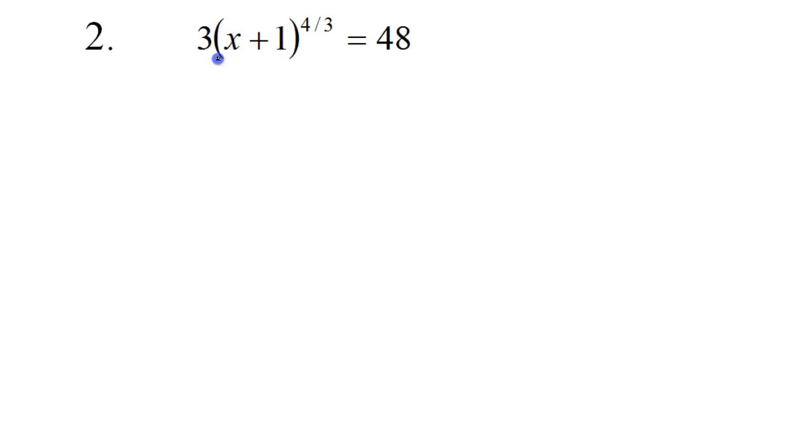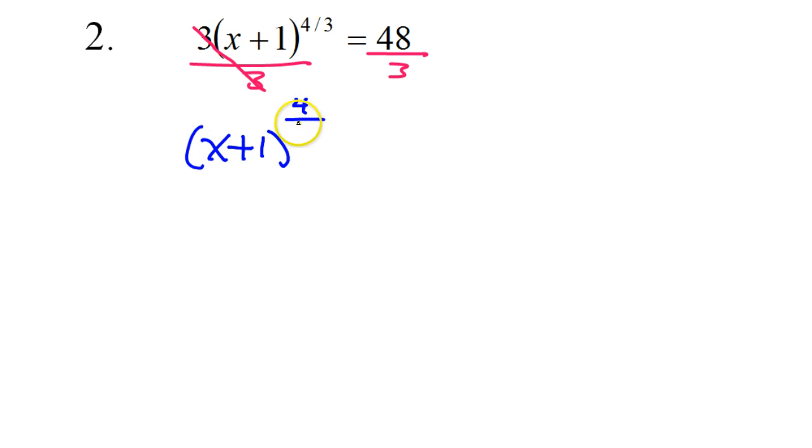On number 2, the big mistake here is to think that you can distribute. Oh no, you cannot distribute the 3. Why? Because there's an exponent, and when we're doing the order of operations, exponents come before multiplication. So unless you're prepared to do something with this exponent, you can't multiply. So instead, what you want to do is divide both sides of the equation by 3. So I'm going to divide by 3 on the left and the right. That way these 3's will cancel out. And so that's going to leave me with x plus 1 to the 4/3 power is equal to 16. Alright, 48 divided by 3 is 16.